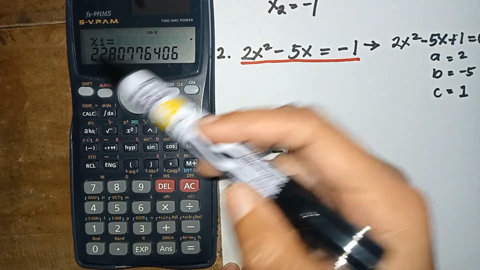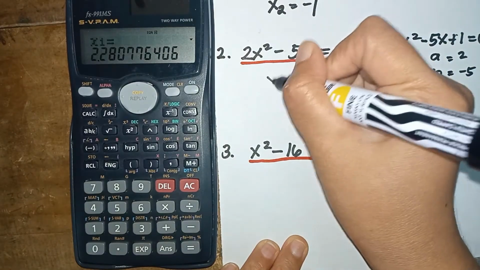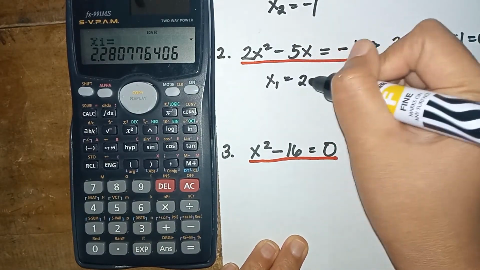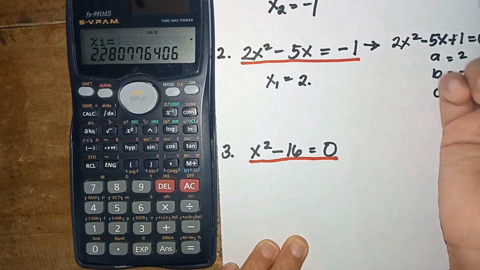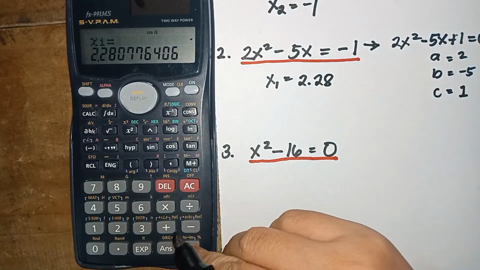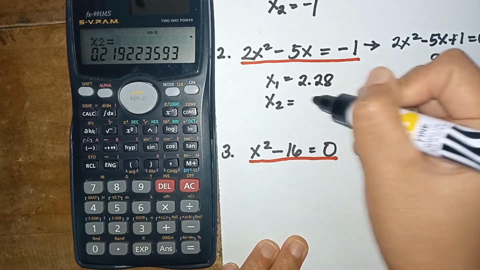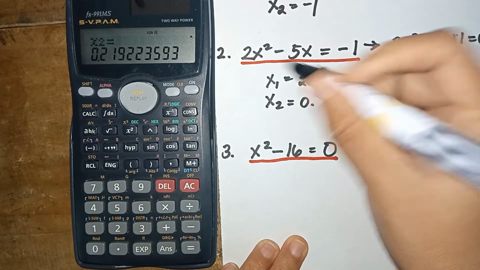So, lumabas sa ating calculator na yung mga roots natin is x sub 1, with 2 decimal places, so 2.28. Then click mo lang din equals para makita yung second root, x sub 2 is equal to 0.22.